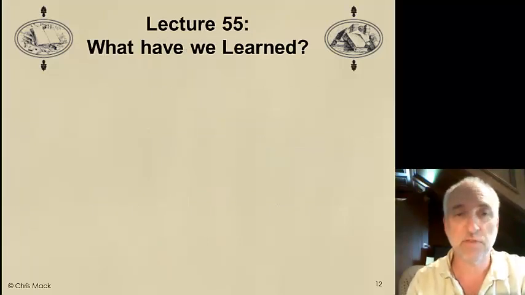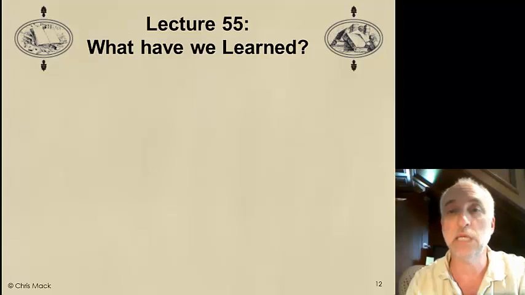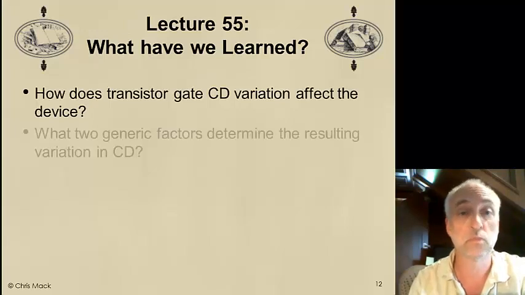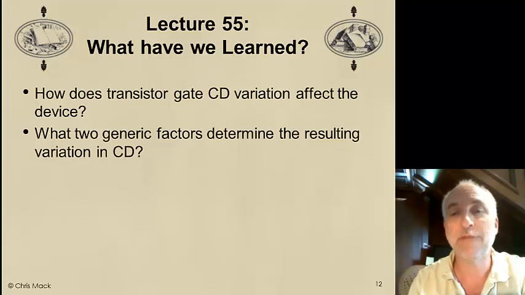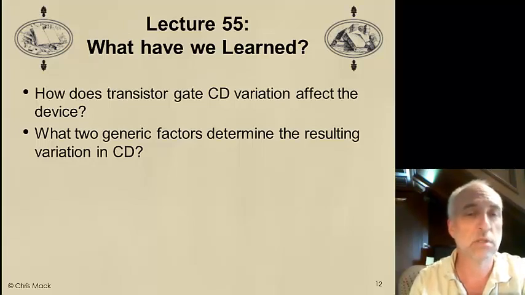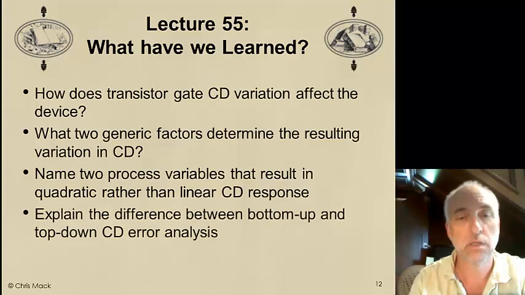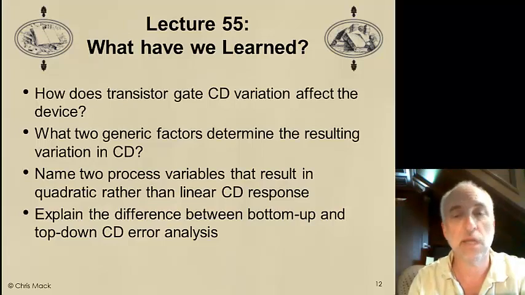So, what have we learned in Lecture 55? As always, you should be able to quickly and easily answer these questions. How does transistor gate CD variation affect the device or the circuit? What two generic factors determine the resulting variation in CD? In particular, if we assume we can linearize the problem. Name two process variables that result in quadratic rather than linear CD response in lithography. And finally, explain the difference between a bottom-up and a top-down CD error analysis.